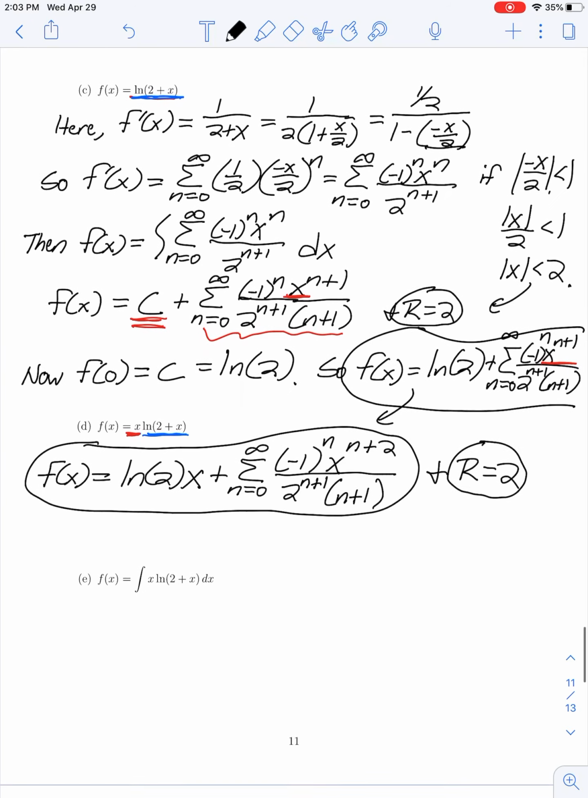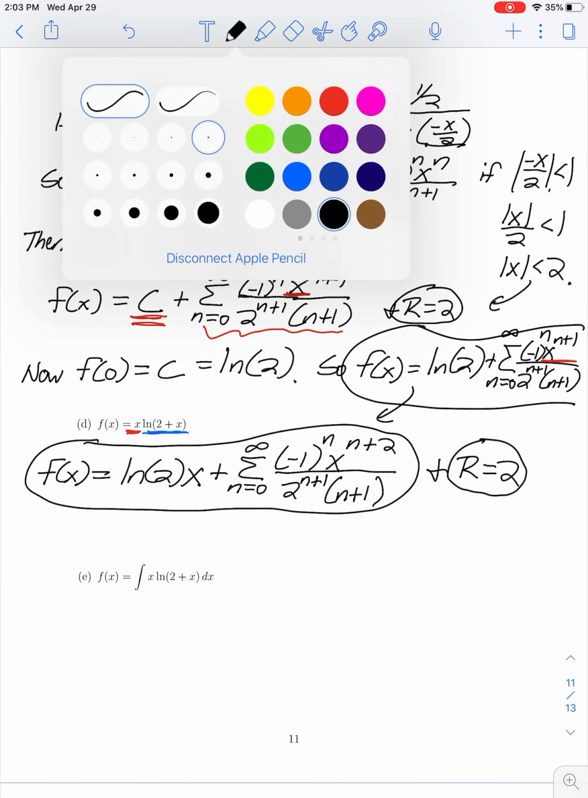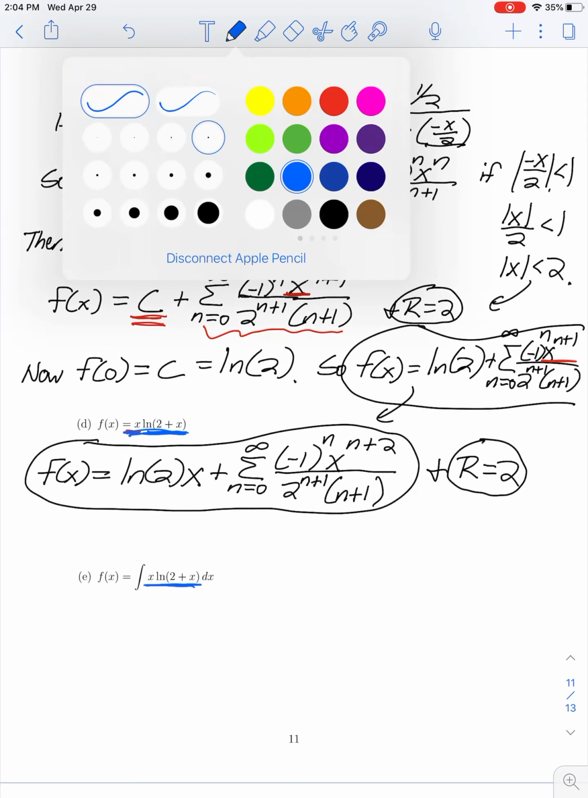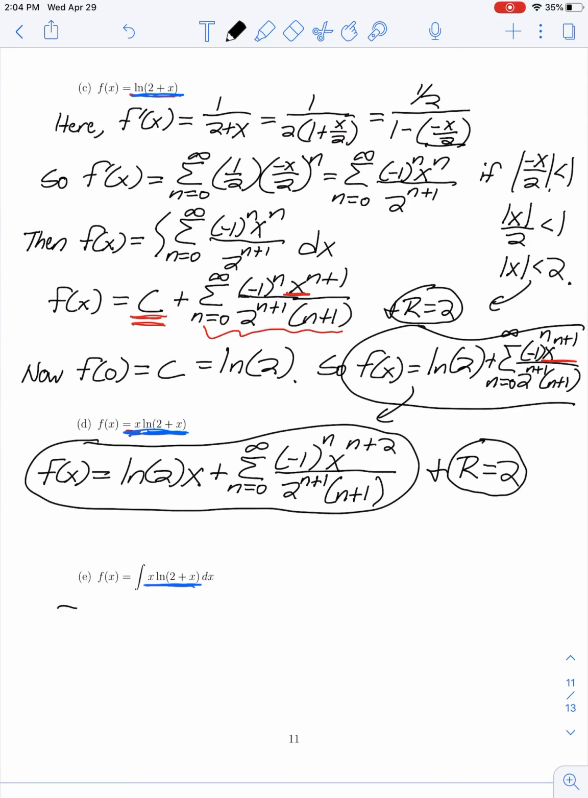Now in part E, we are then asked to find a power series representation for the antiderivative of x times the natural log of 2 plus x with respect to x. So using what we just found in part D for the power series representation of that function, now we're just supposed to integrate it. So let's see what we have here. F of x would be the integral of the power series that we just found in part D.